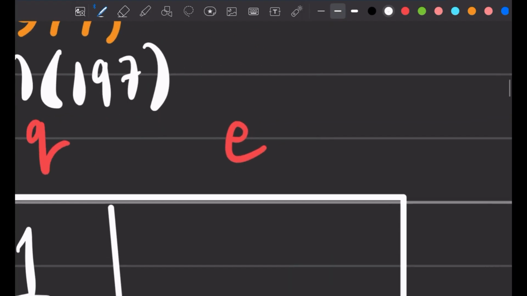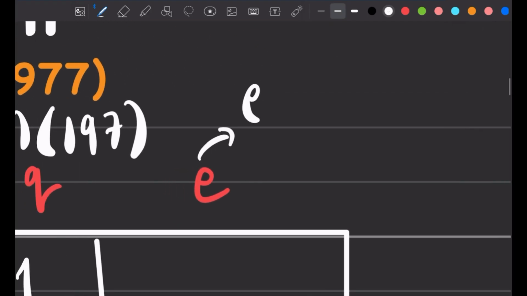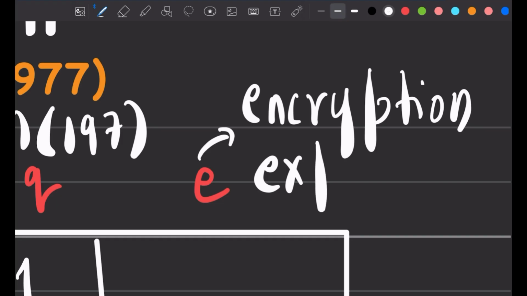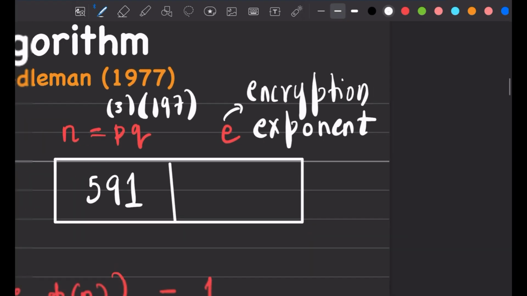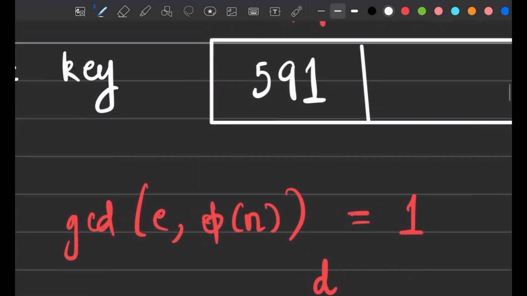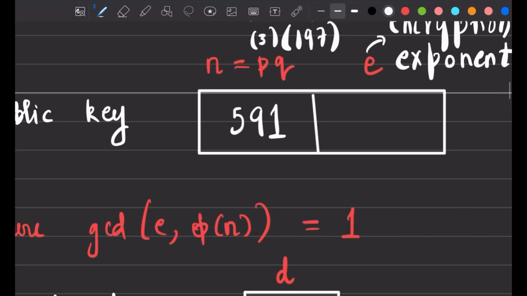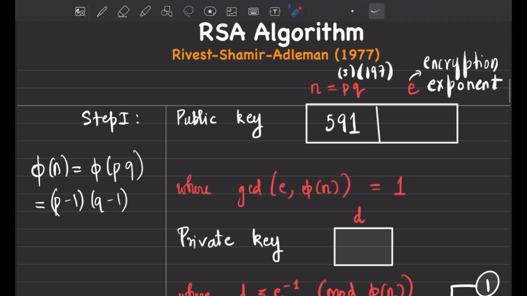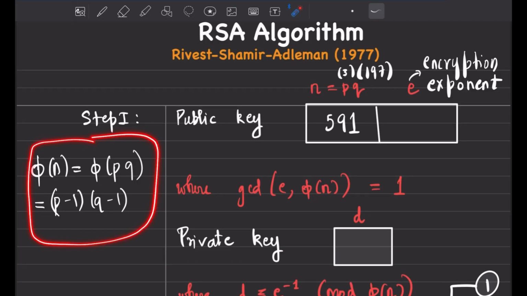The next number is called the encryption exponent. The condition for the choice of this encryption exponent is that it should be co-prime with phi of n. Now what is phi of n? If you remember, phi of n in our case is P into Q, and the formula for the Euler's phi function of such a product of primes is nothing but P minus 1 into Q minus 1. And also remember one fact that you can find this phi of n only if you know what your P and Q are. That's what the formula says.